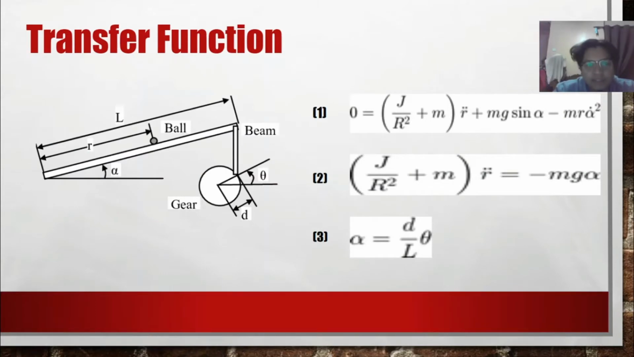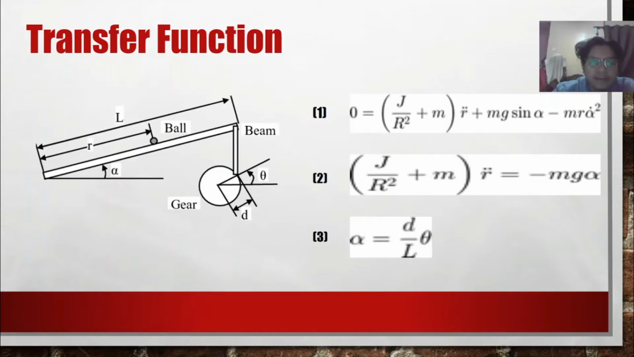This is our transfer function of the ball and beam system. The variables present in the above figure represent the following: M for the mass of the ball, R for the radius of the ball, D for the lever arm offset, G for gravity, L for the length of the beam, J for the ball's moment of inertia, R for the ball position coordinate, alpha for the beam angle coordinate, and theta for the servo gear angle.